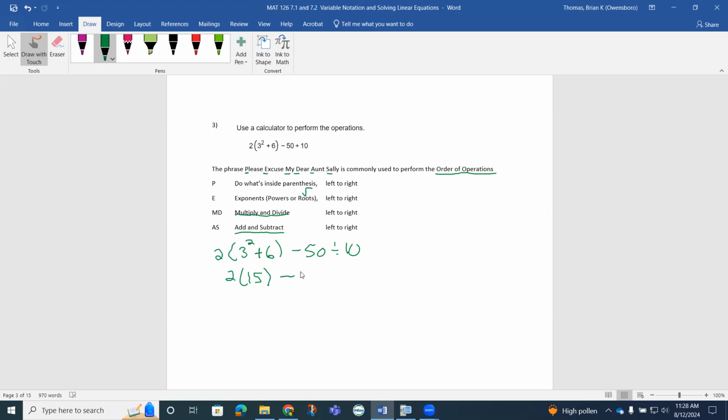Then I have 2 times 15, subtract 50, and then divide by 10. So now what I see is there are 3 actual operations. This parenthesis, since it's next to the 2, implies multiplication. We have subtraction and we have division. Notice that we have to multiply and divide first. Subtraction comes last. So 2 times 15 would be 30. 50 divided by 10 would be 5. And then the subtraction sign would come down. The last thing we do is 30 minus 5, which gives us 25. So 25 would be our answer if we were doing the order of operations.